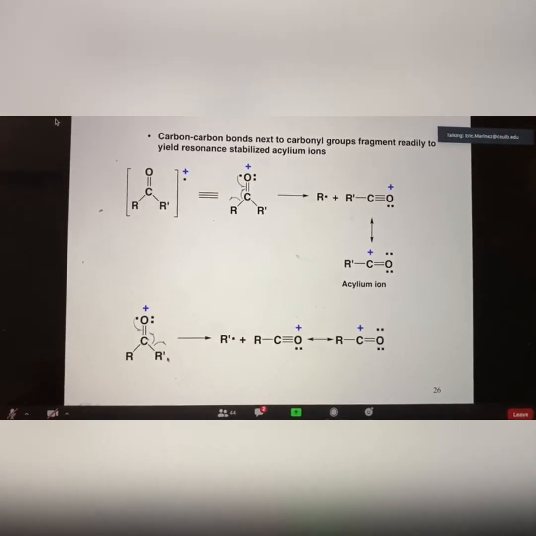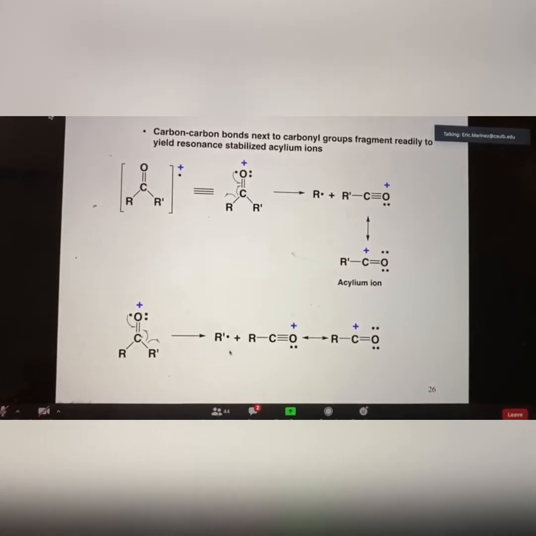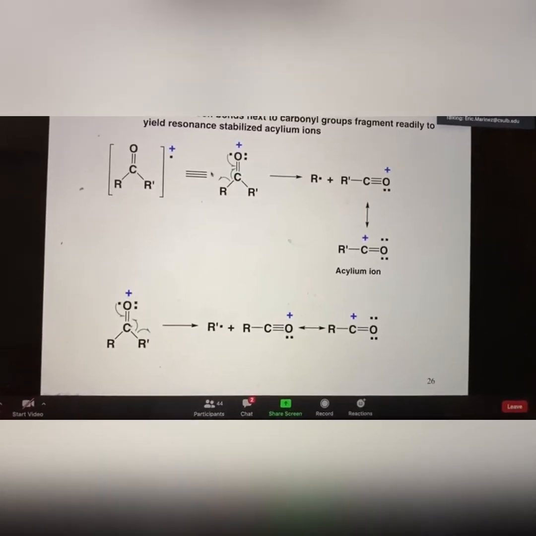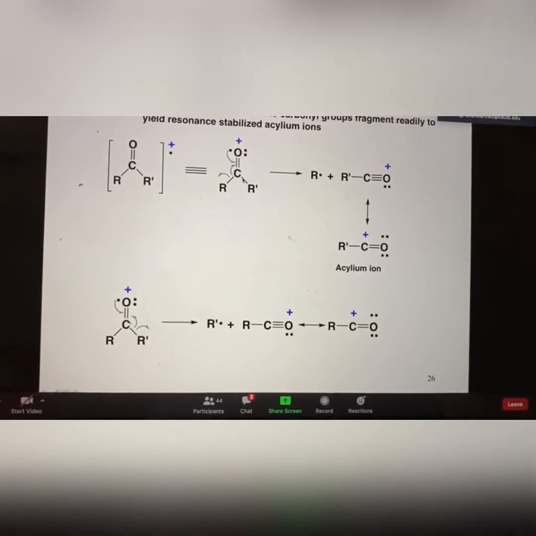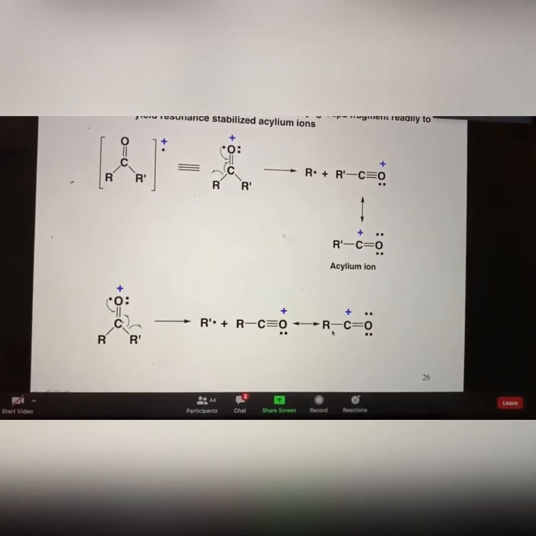On the other hand, if I break the carbon-R dot bond, I generate an R prime radical plus this new acyl ion. So with ketones, I can often see that it goes in both directions to form both acyl ions.